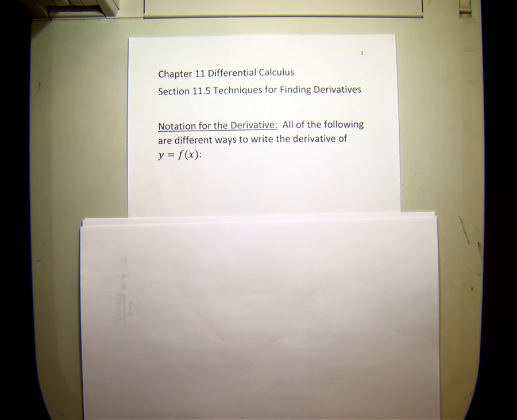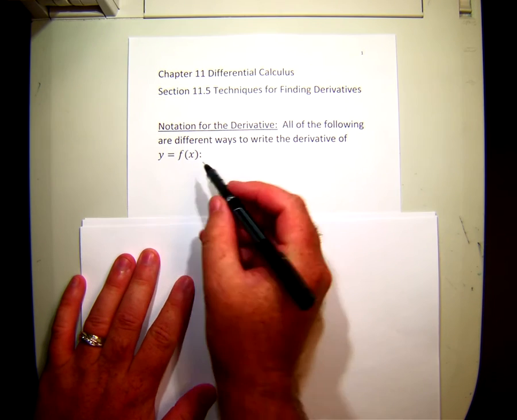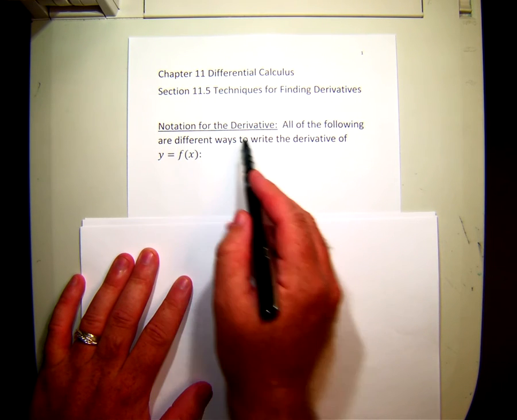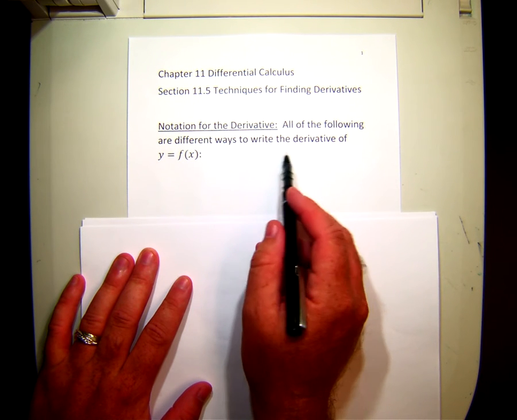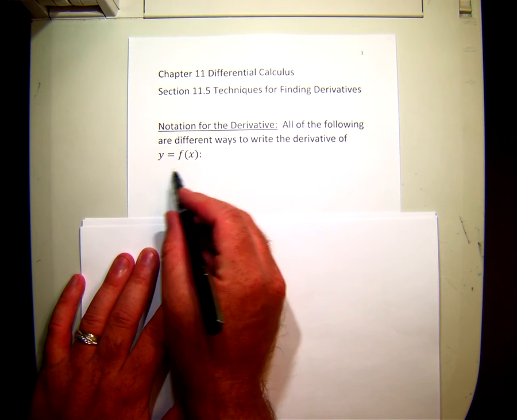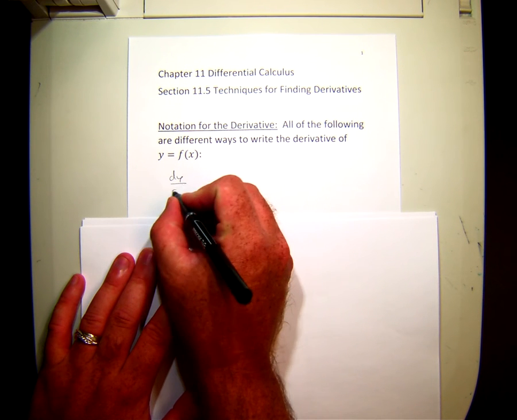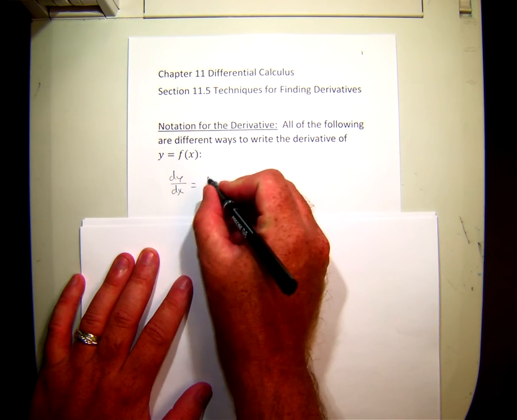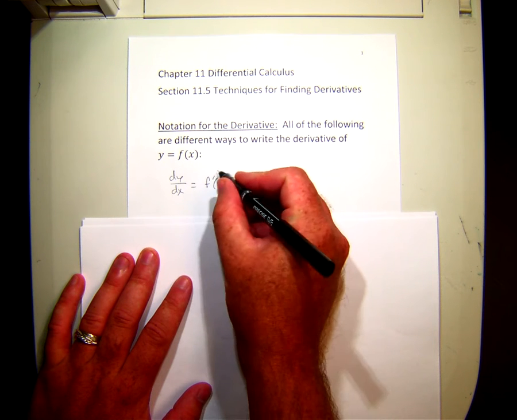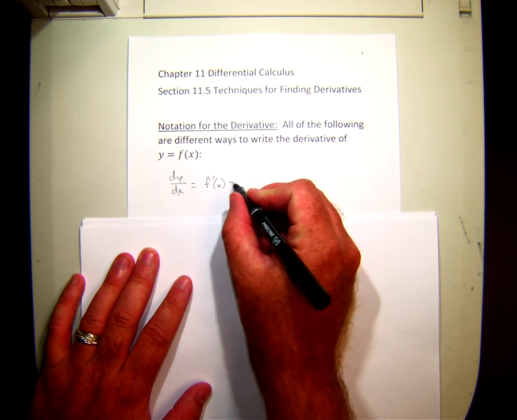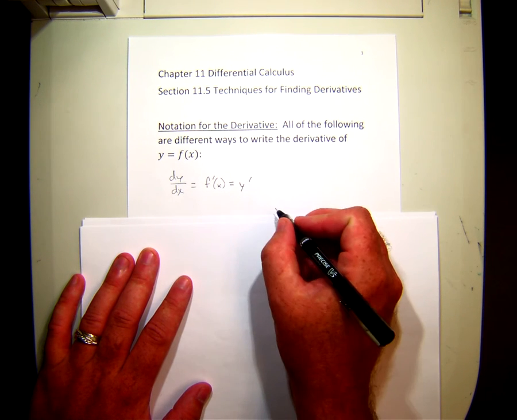This next section is section 11.5, Techniques for Finding Derivatives. Firstly, a notation for the derivative. All of these ways are ways to write the derivative of y equals f of x. You could say dy dx. You could say f prime of x. The prime is really important. You could just say y prime.